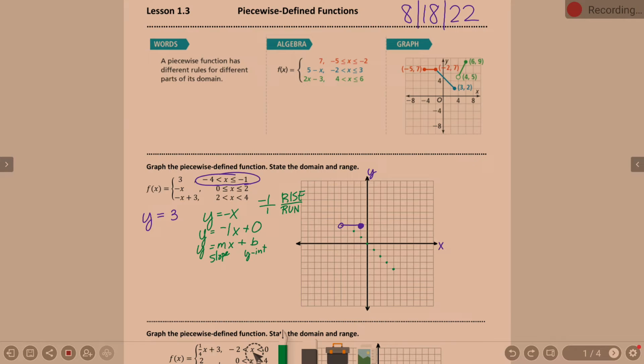Now, where does this line exist as part of this function? If it was just y equals negative x, we would draw the whole line and be done. Where does this line exist? Only to 2. From 0 to 2. So do I have some extra dots in there I don't need? Yep. I do. So from when x is 0 to when x is 2, right here is where my graph exists. The other dots are extra.